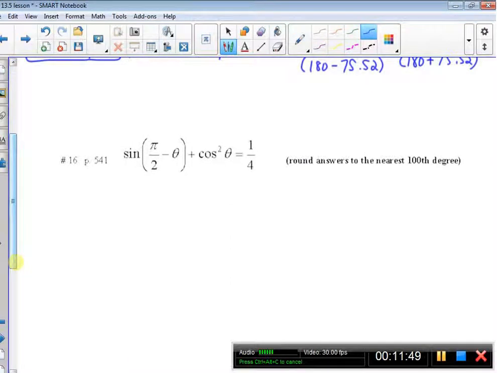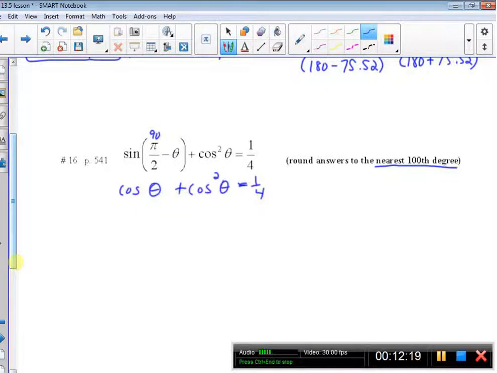Okay, next one. Sine of pi over 2 minus theta plus cosine squared equals 1/4. So this one's again to the nearest hundredth of a degree. So this is a cofunction. The sine of 90 minus theta is equal to cosine theta. So it's really just cosine theta plus cosine squared theta equals 1/4.